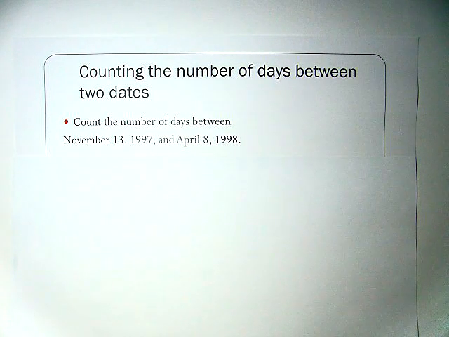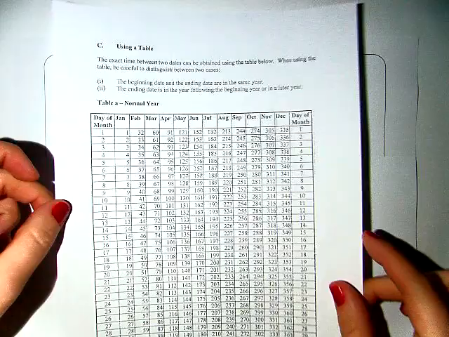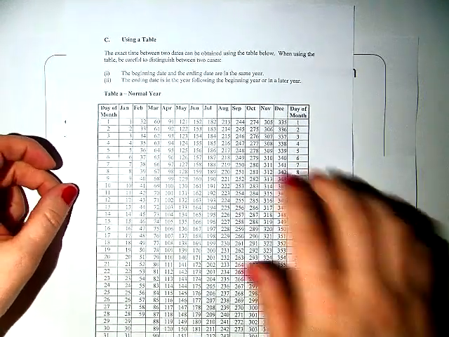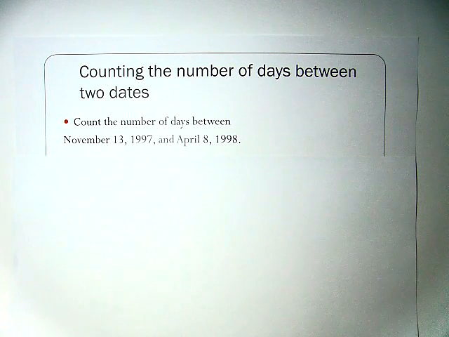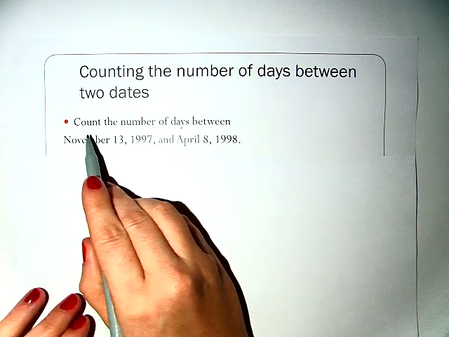Now, page 421 is all about using a table to find the number of days between two dates, and it's got this really big spreadsheet of information. We're going to be working with this in just a bit. For right now, let's go ahead and start with what we have.